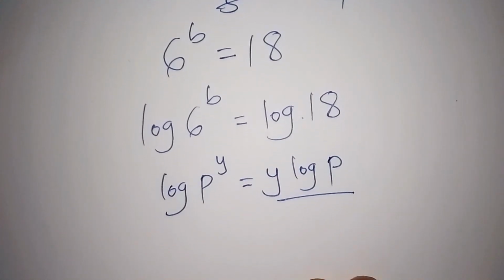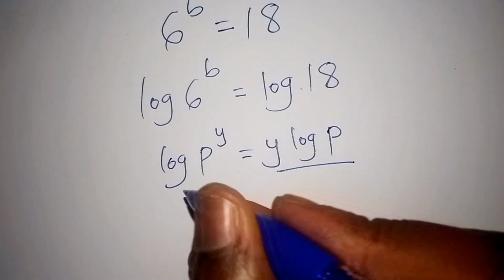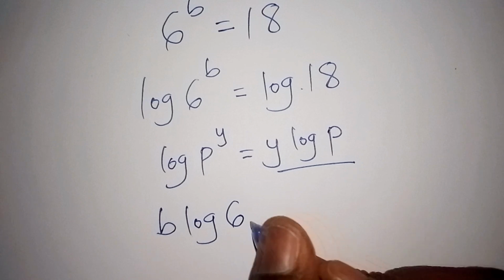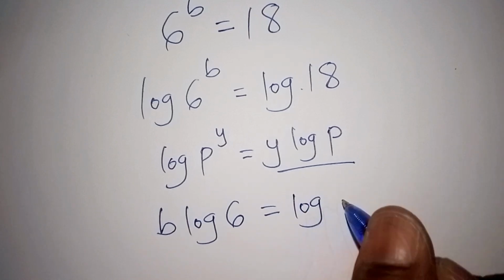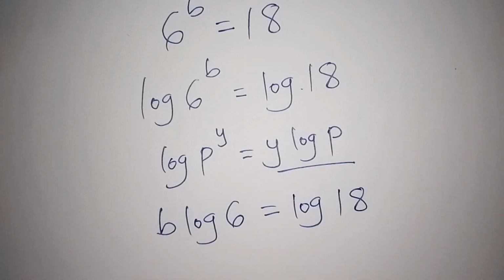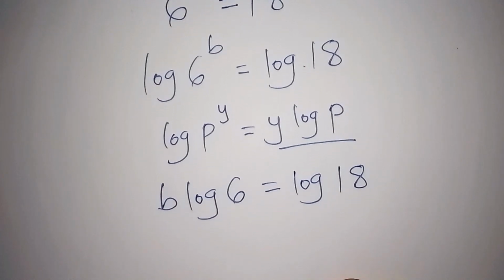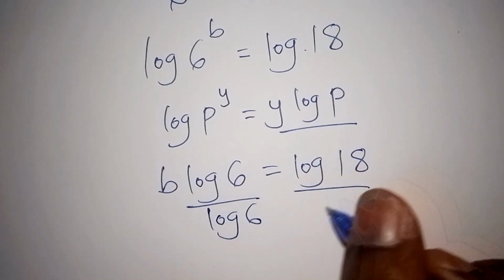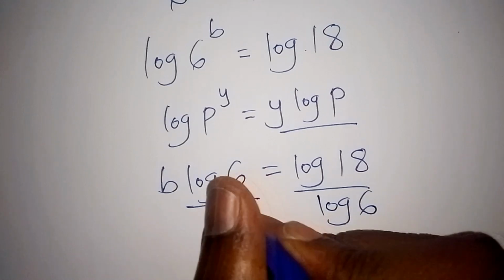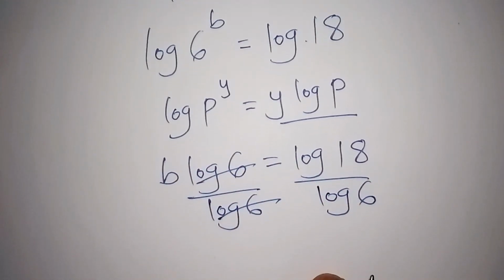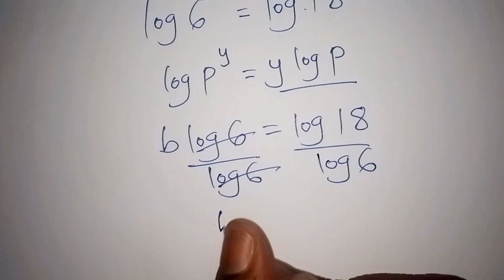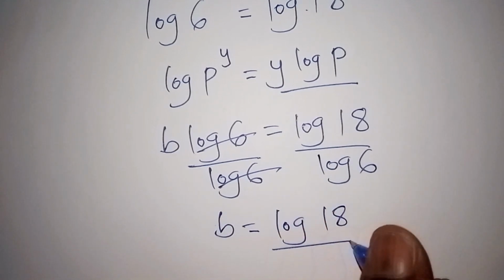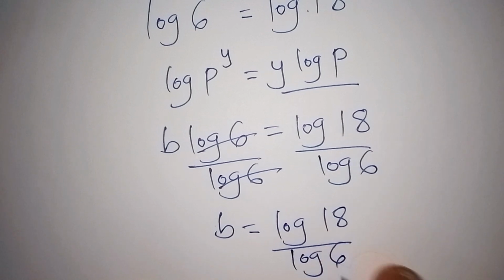So let's now work it out. So the log of 6 to the power of b. So now we shall have b times the log of 6 is equal to the log of 18. So let's now divide both sides by the log of 6, all over the log of 6, all over the log of 6. So the log of 6 and the log of 6 shall cancel each other. So now our b in this case is equal to the log of 18 all over the log of 6.